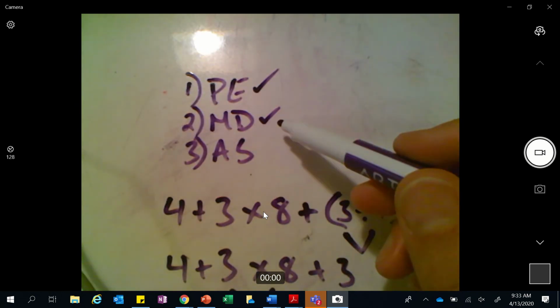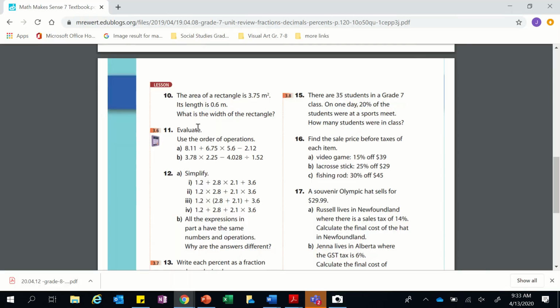When you're doing your order of operations, such as in number 11 here, don't forget what comes first. For example, in A here, I would notice that this multiplication part would come first because it is before addition and subtraction.